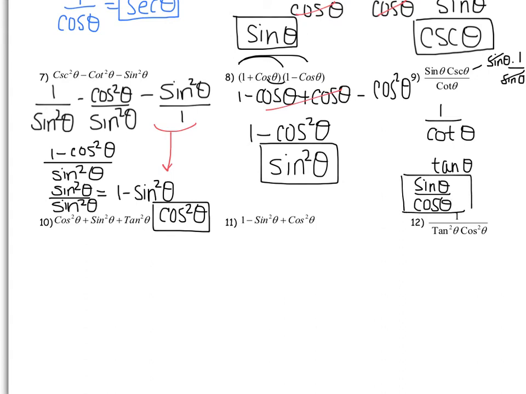Okay, number 10. From our Pythagorean identities, we can see that cosine squared plus sine squared, this piece right here, is equal to 1. And then we bring down the tangent squared. And this is another identity, which is secant squared.